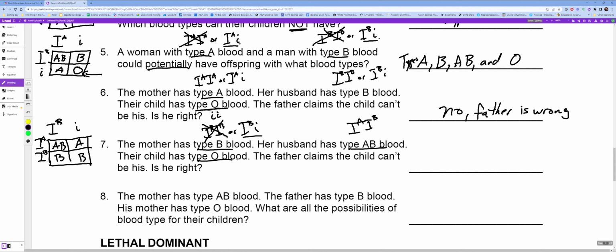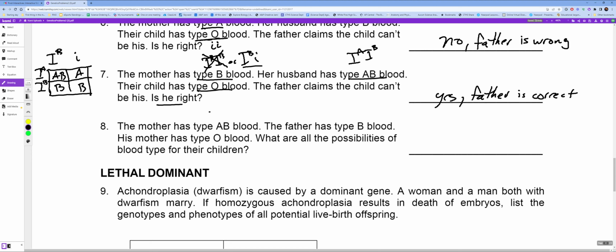So, child has type O blood. Father claims the child can't be his. Is he right? Well, I don't see a possible way we can get type O blood. Even if I use the little i over here, remember, that's the only way it would be possible to get type O blood. And I still can't get type O blood because the other parent is always giving up an A or a B allele. So, yes, father is right. Father is correct. Okay.